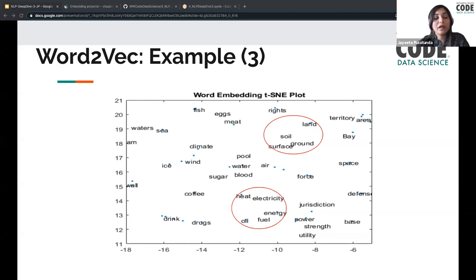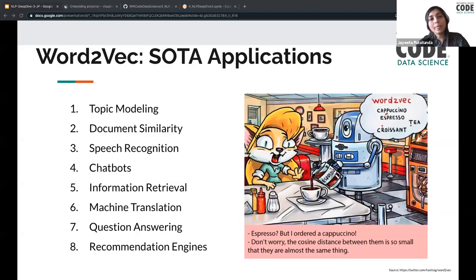We would also run our data and see how those words are mapped and used in the news article that we will use for the Colab session. There are also a few others like fish, eggs, meat. They all belong together, and coffee, drink, drugs are very clear vector spaces.